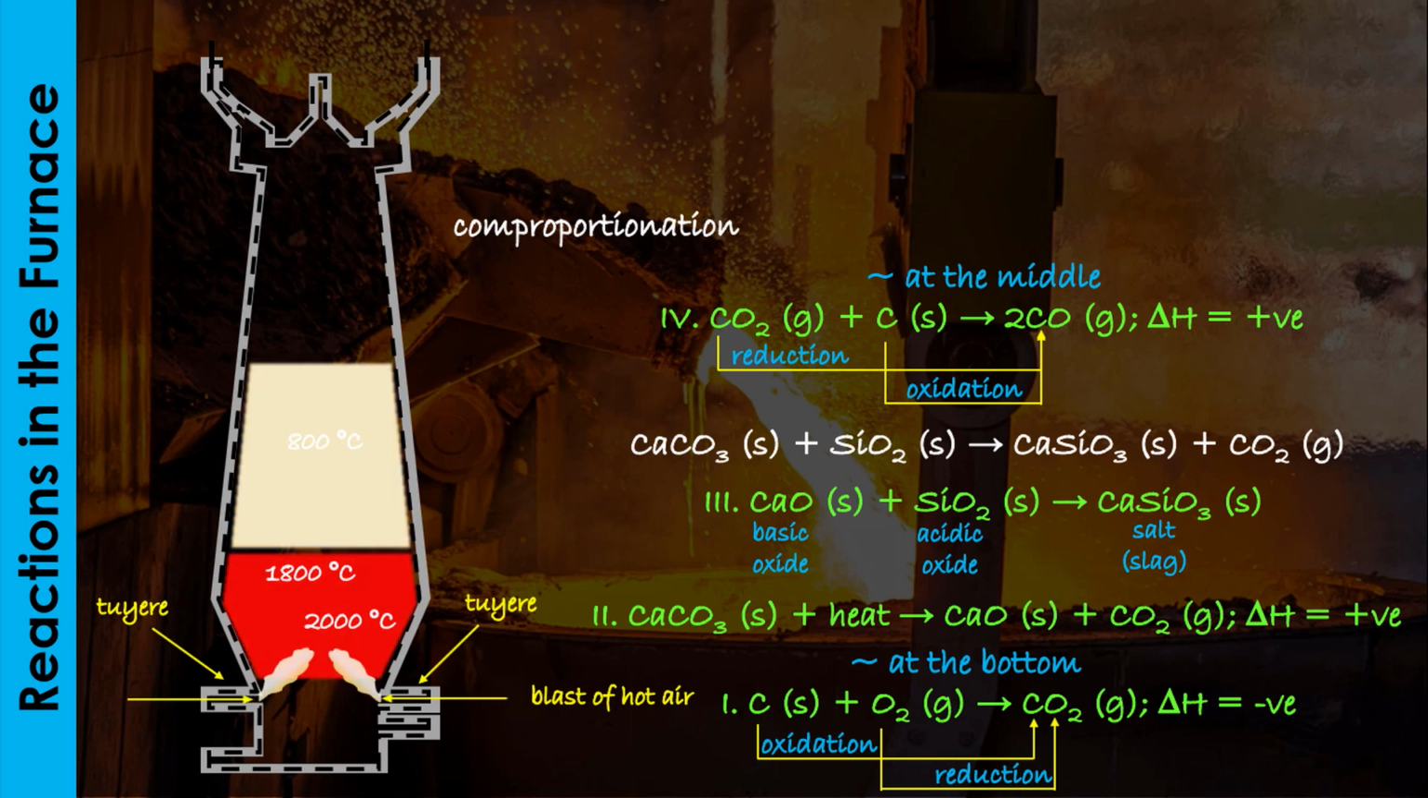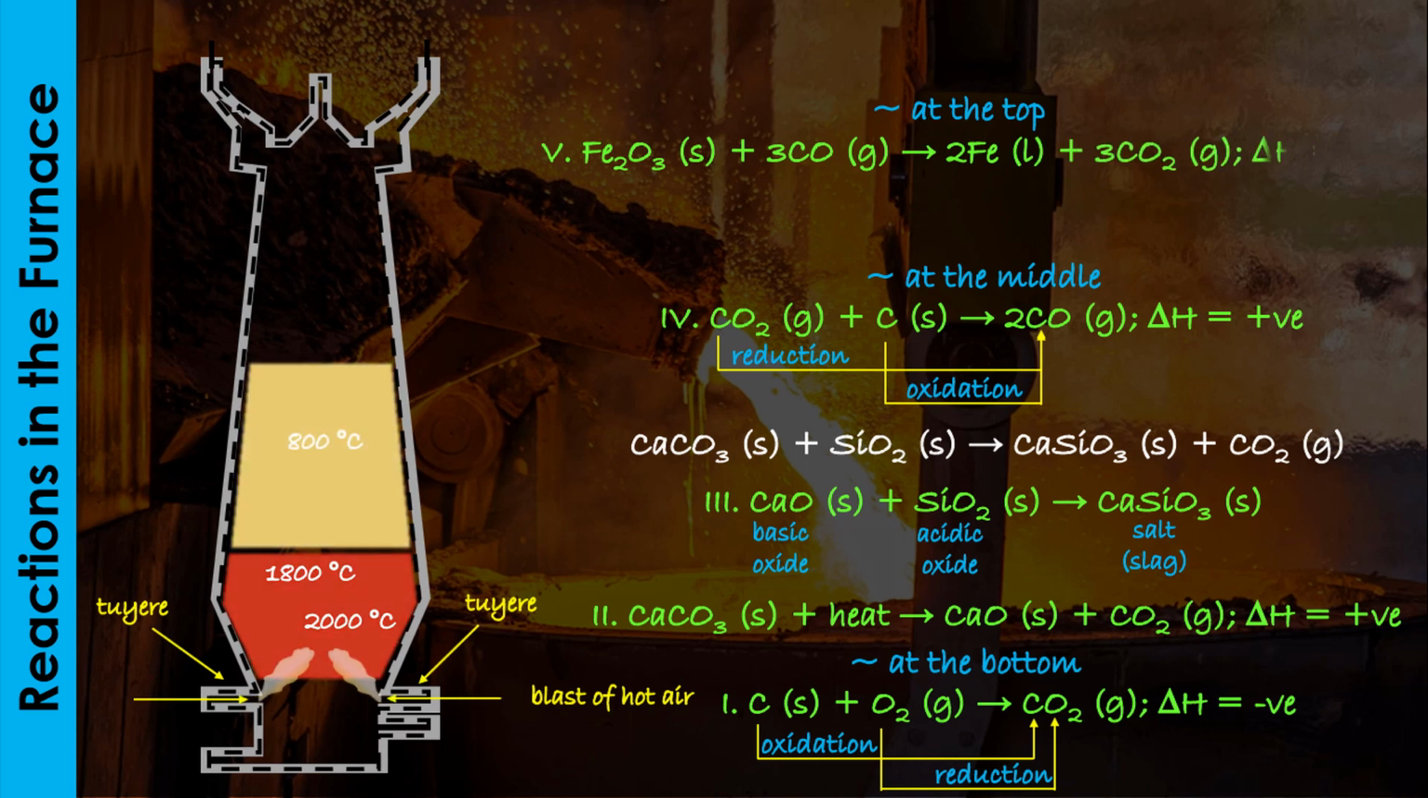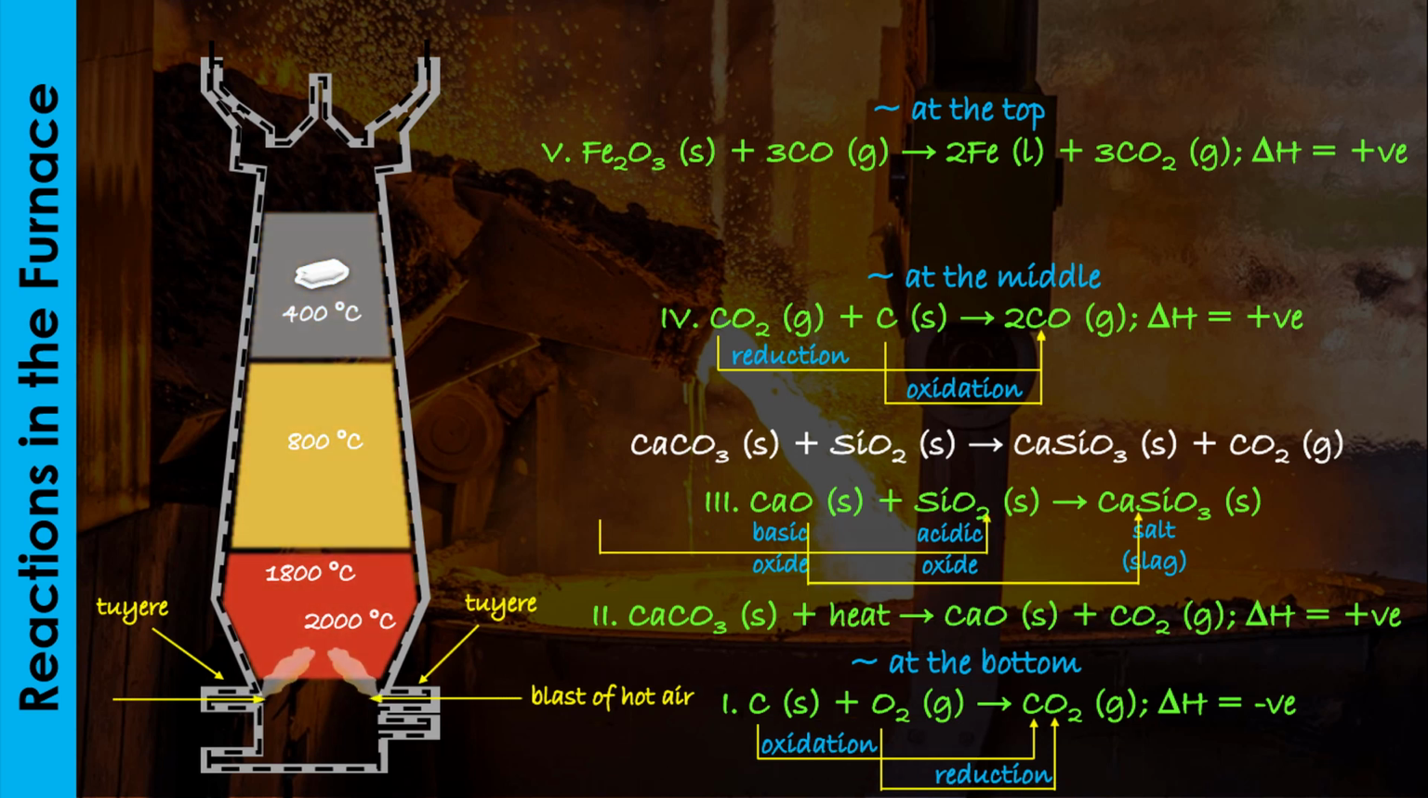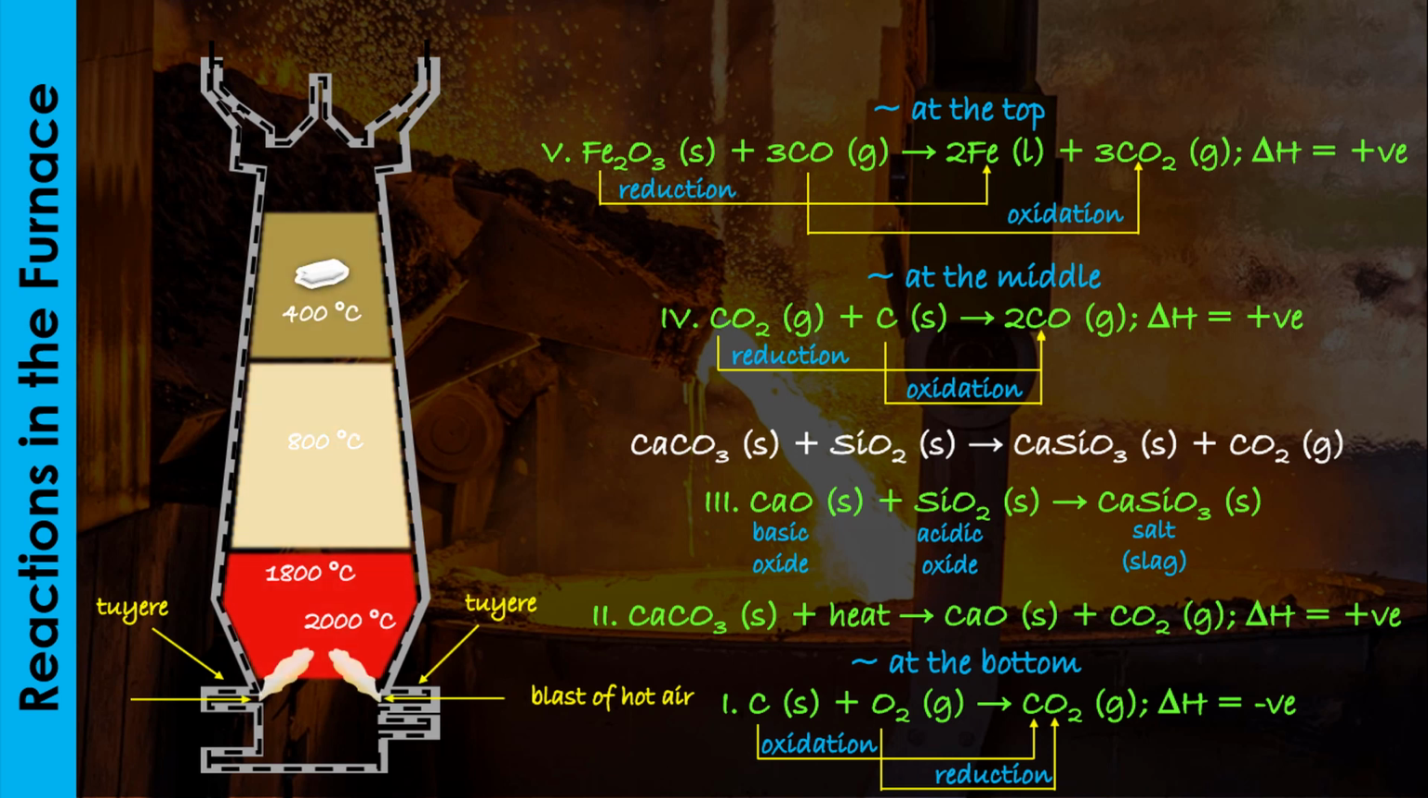The carbon(II) oxide gas produced in the middle of the furnace rises to the top of the furnace and reacts with the iron(III) oxide to form molten iron and carbon(IV) oxide. This reaction, which is an endothermic reaction, occurs at a lower temperature of about 400 degrees Celsius. In the reaction, carbon(II) oxide acts as a reducing agent because it reduces the iron(III) oxide to molten iron and itself is oxidized to carbon(IV) oxide.